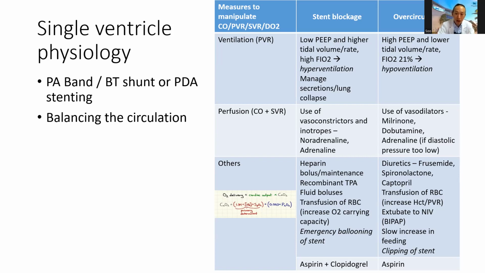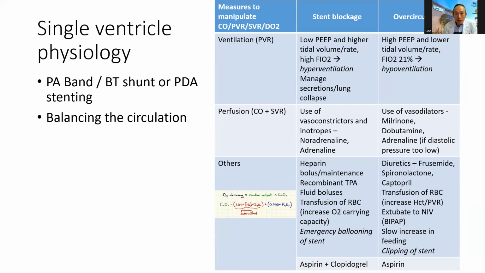And in single ventricle, there are basically about 3 stages in the surgery. The first stage is determined by whether the patient has adequate pulmonary blood flow or not. If there is too much pulmonary blood flow, we might end up with a PA band to reduce the amount of blood to the lungs. Or if they don't have enough, maybe a BT shunt or PDA stenting to increase the blood flow to the lungs. And we need to know how to balance the circulation for this group of patients.